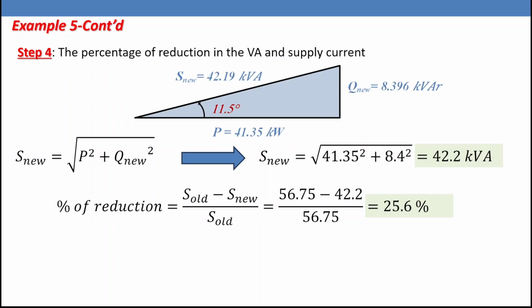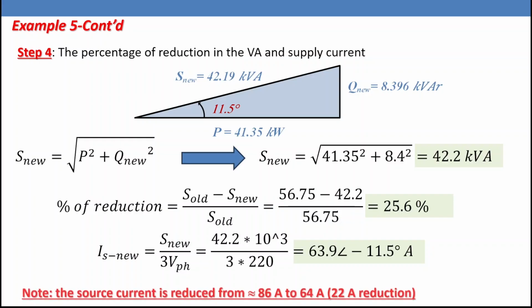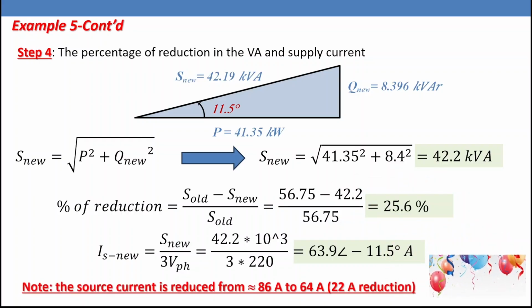Regarding the current, we know that S equals 3V_phase I_phase, so we can calculate I_supply new as S_new over 3V_phase: 42.2 kilovolt-ampere over 3 multiplied by 220, the phase voltage. That gives you 64 ampere at angle minus 11.5. So the supply current is reduced from 86 ampere to 64 ampere, a reduction of 22 ampere.